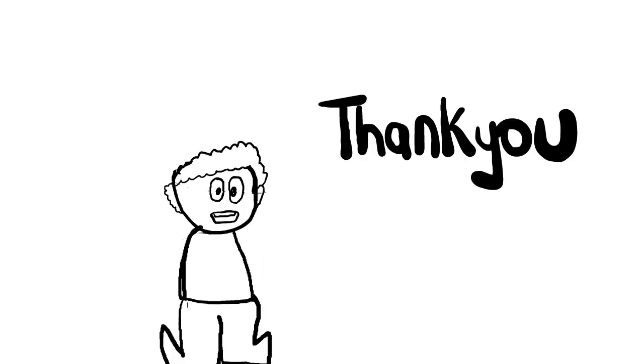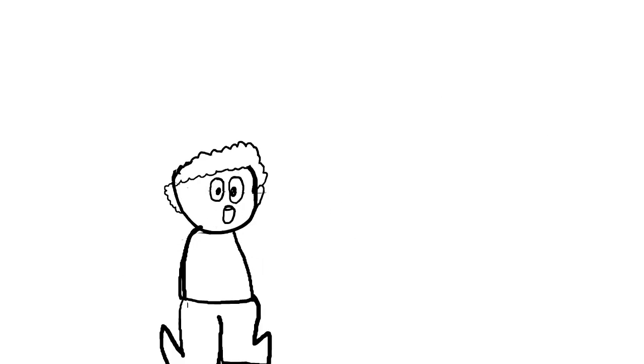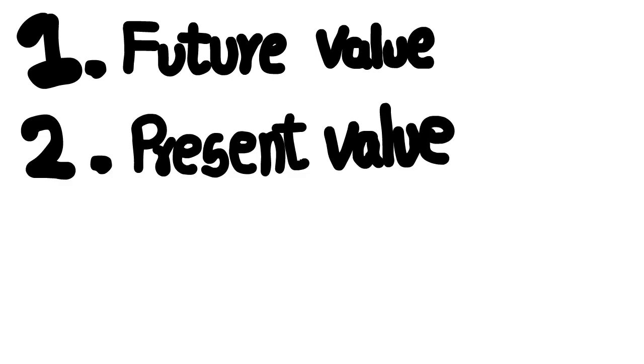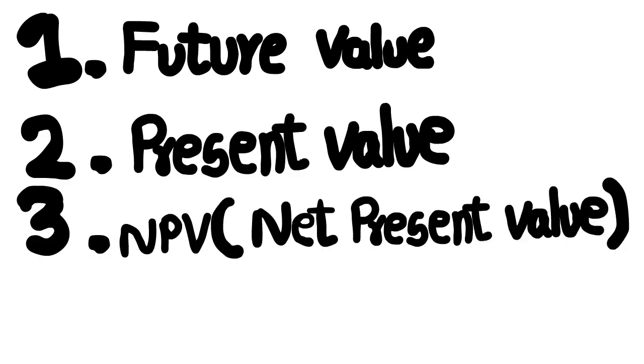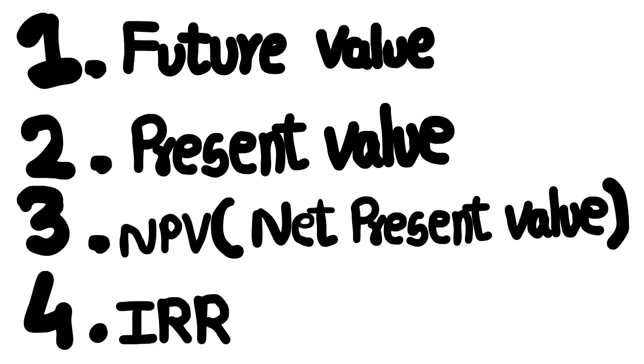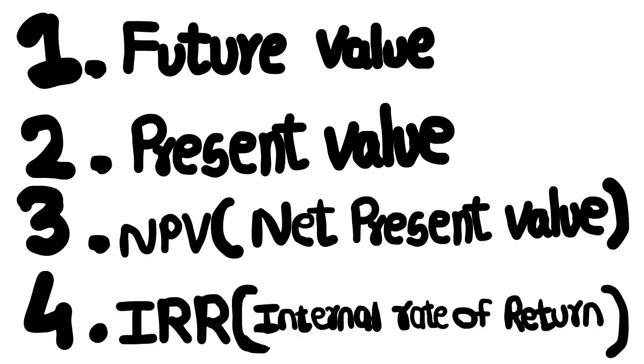So yeah guys, thank you for watching the video. Today we have discussed 4 basic financial functions. The first one was the future value, then the present value, then the NPV, which is also called the net present value, and finally the IRR, which is internal rate of return.